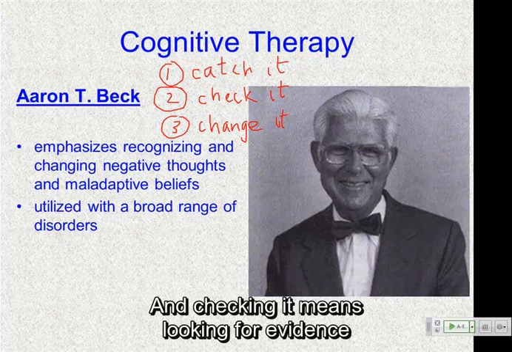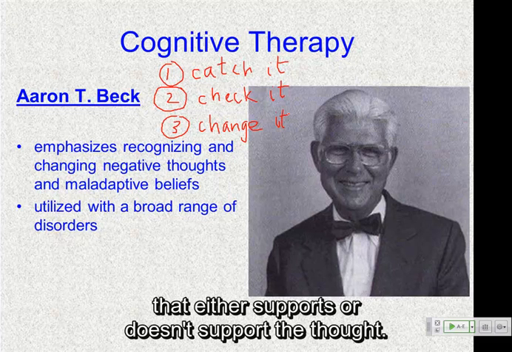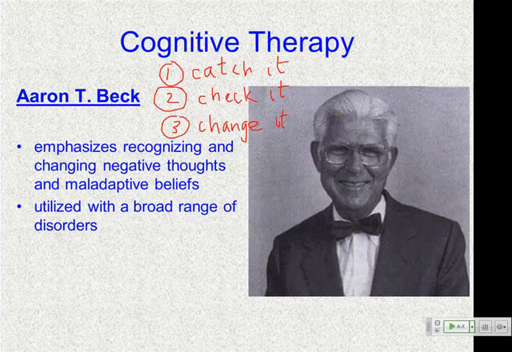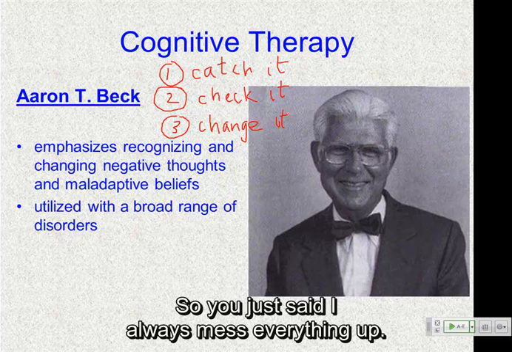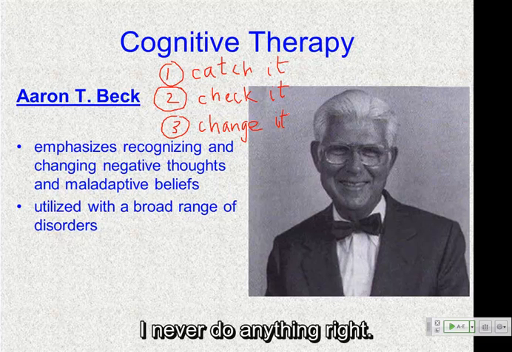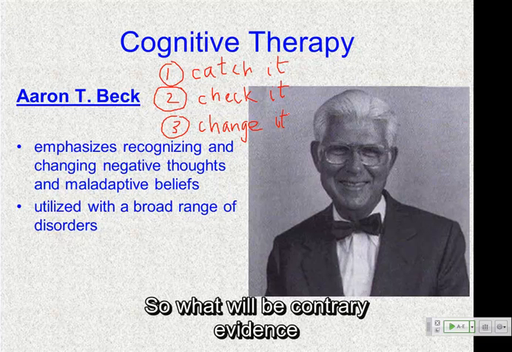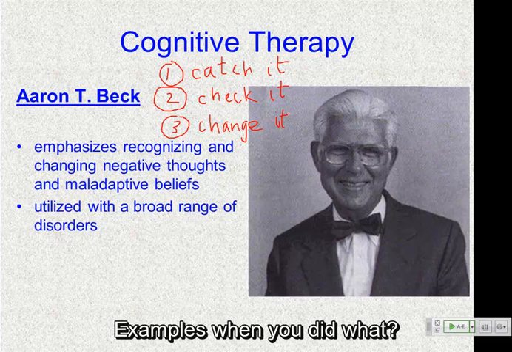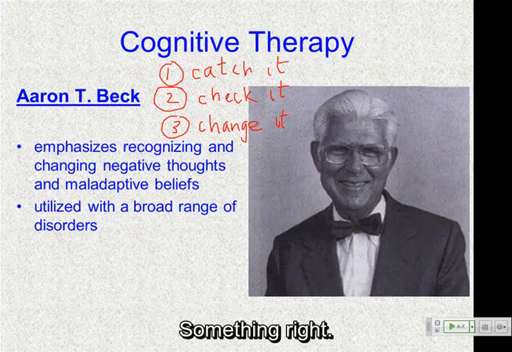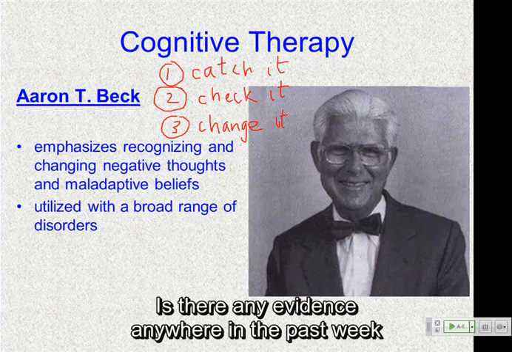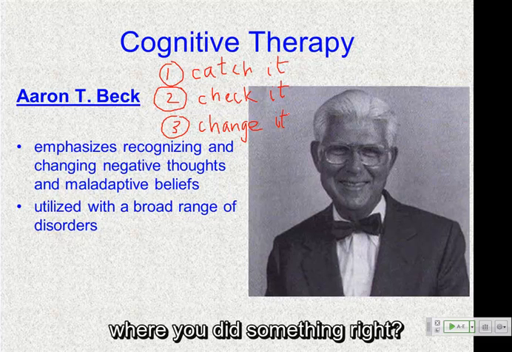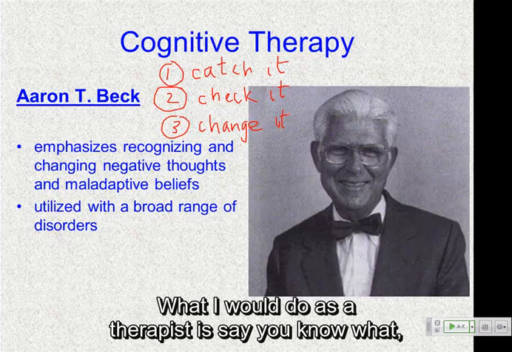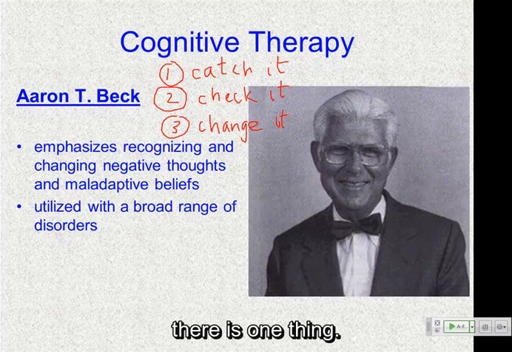And checking it means looking for evidence that either supports or doesn't support the thought. Okay? So you just said, I always mess everything up, I never do anything right. So what would be contrary evidence that we could try to check for? Examples when you did something right. Right? Is there any evidence anywhere in the past week where you did something right? You're like, no, there's nothing. What I would do as a therapist then is say, you know what? There is one thing. You came to the appointment today. Oh, yeah, well. Right? That's one thing.